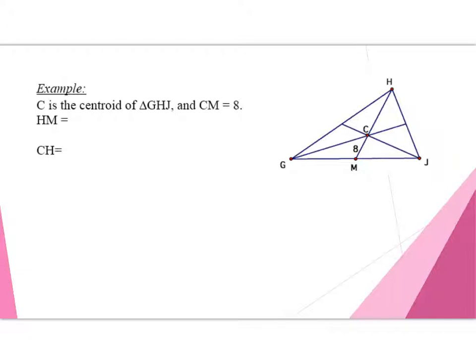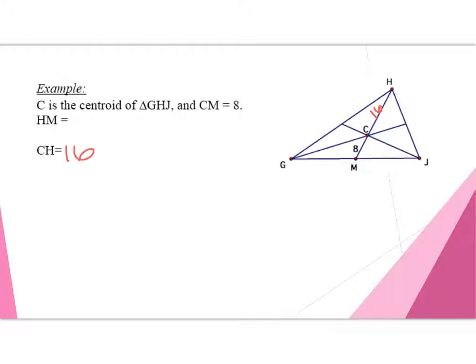So an example of using this to figure out some calculations, if we know that C is the centroid of triangle GHJ and CM is equal to 8, we're able to find both HM and CH. And it doesn't really matter what order you find those in. What you do need to figure out first, though, is what's the shortest piece on here? And we should know that the piece from the angle to the centroid is the longest piece of the median. So it's twice as long as the short piece. So I should know then that CH is 16 because it's twice 8.